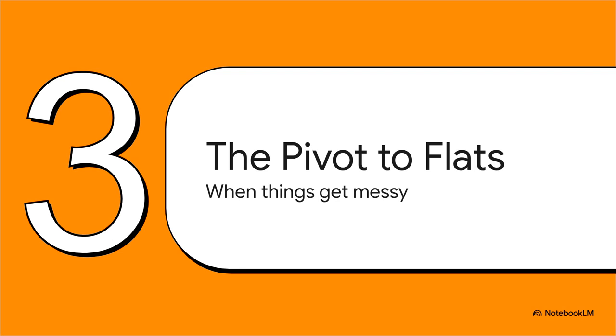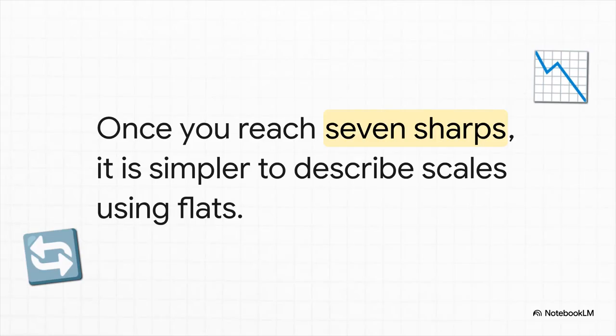Section 3, the pivot to flats. Or, as I subtitled it, when things get messy. Because as mathematically satisfying as that climb was, we run headfirst into a very practical problem. If we kept going past 7, we'd literally have to invent double sharps and triple sharps. 7 sharps? Way too messy. Stacking that much ink on sheet music is an absolute nightmare for the human eye, to the point of sheer terror for anyone trying to sight read it. So, the system elegantly switches to flats for simplicity.